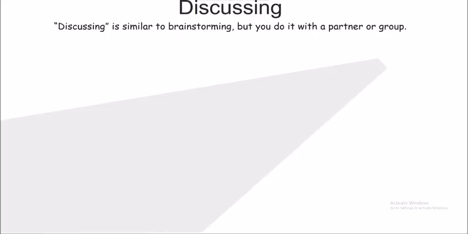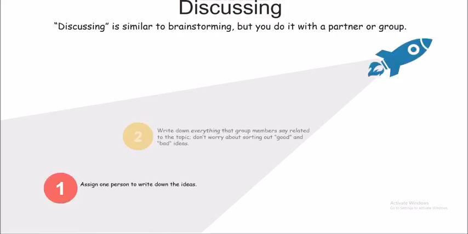The second technique is discussing. Discussing is similar to brainstorming, but we do it with a partner or group. When we share with a partner or a group, we get more information, more ideas from our partners. And this is the way to extend our ideas and make them more.